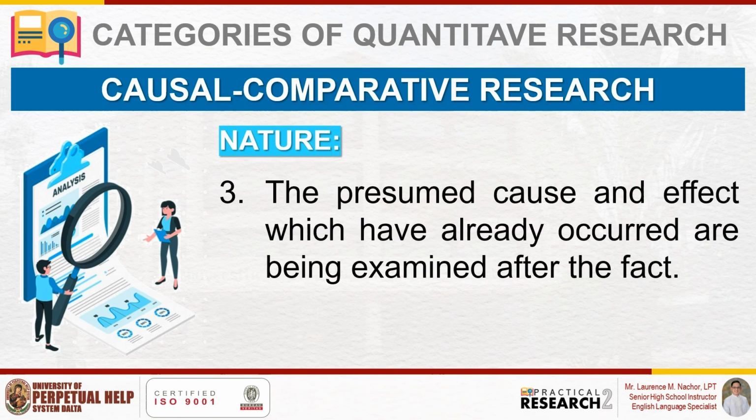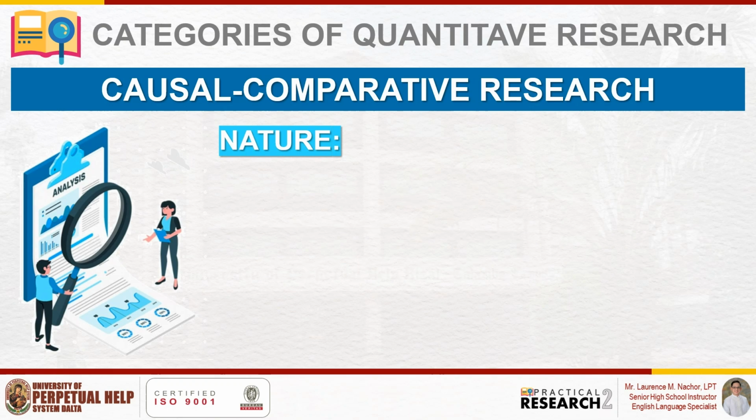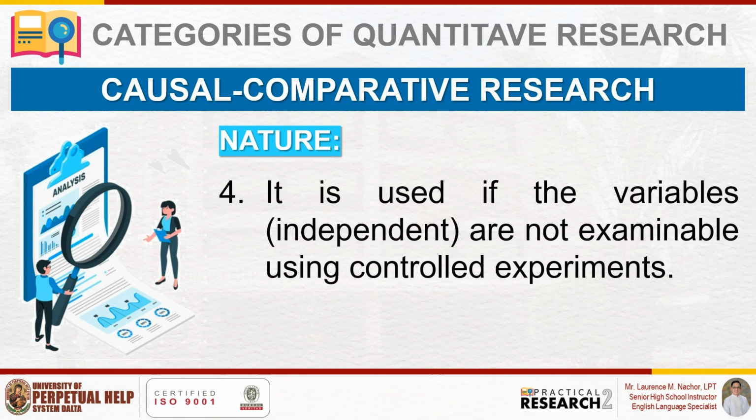Another one, the presumed cause and effect which have already occurred are being examined after the fact. So it usually begins with the remarkable difference between variables and then to determine the possible causes or consequences of their difference. The next, if the experiment would not be practical due to time and cost constraints, the causal comparative study can be used as an alternative. That's why it is stated here, it is used if the variables are not examinable using controlled experiments.